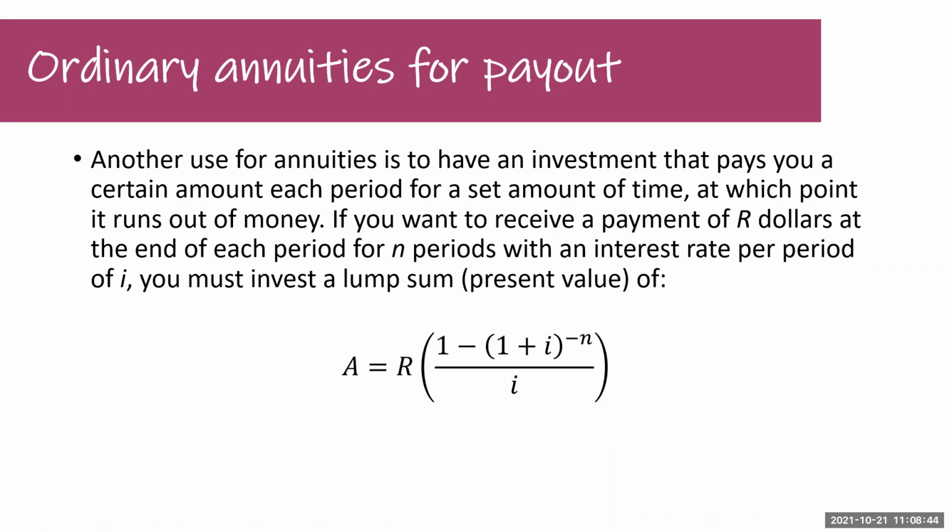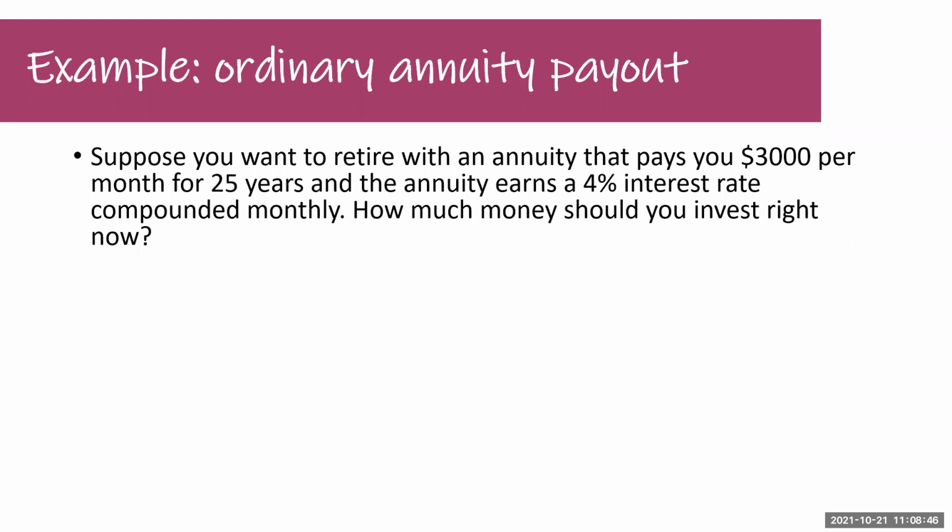Let's look at an example here. Let's say that you want to retire with an annuity that pays you $3,000 per month for 25 years. So you're banking on needing money for 25 years after retirement, whenever you're going to need it, and you're going to get paid monthly $3,000. Assuming this account earns 4% per year and it's compounding monthly, how much money do you need to invest right now? What's that present value right now of that account so that you can have this situation?